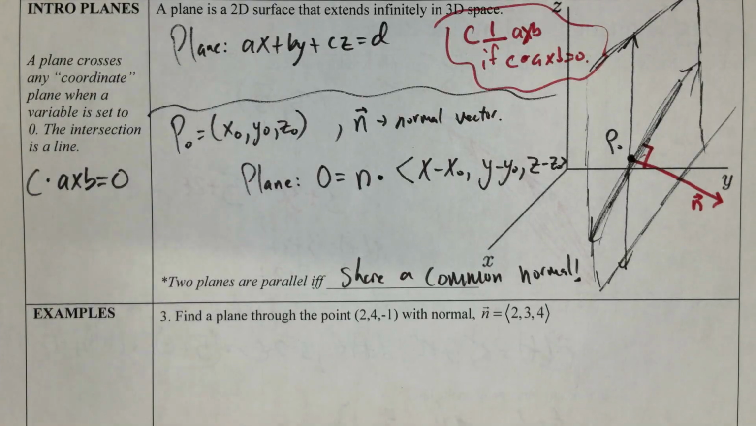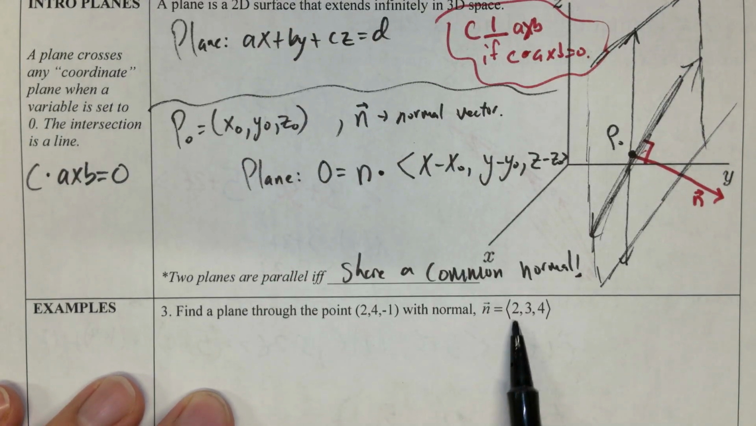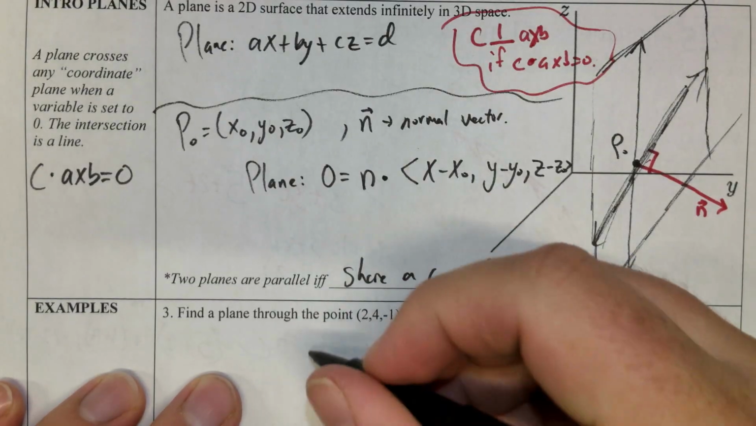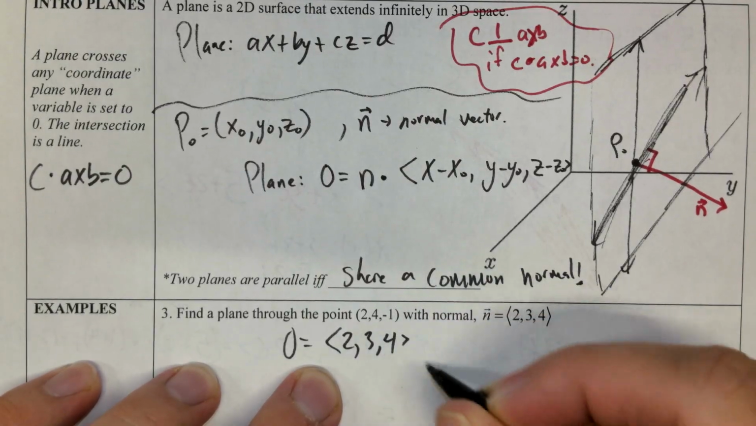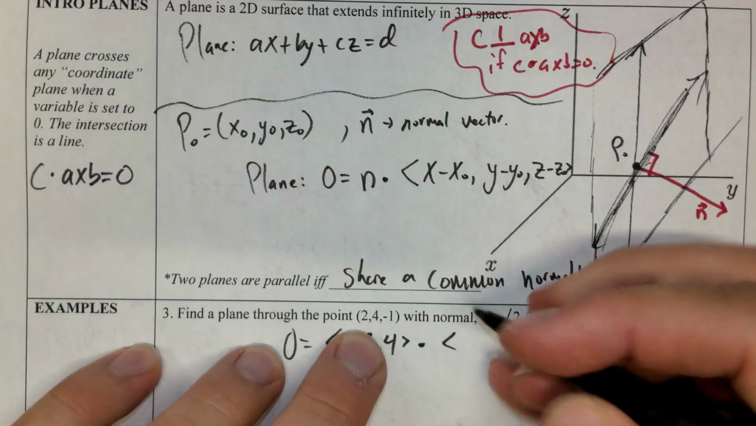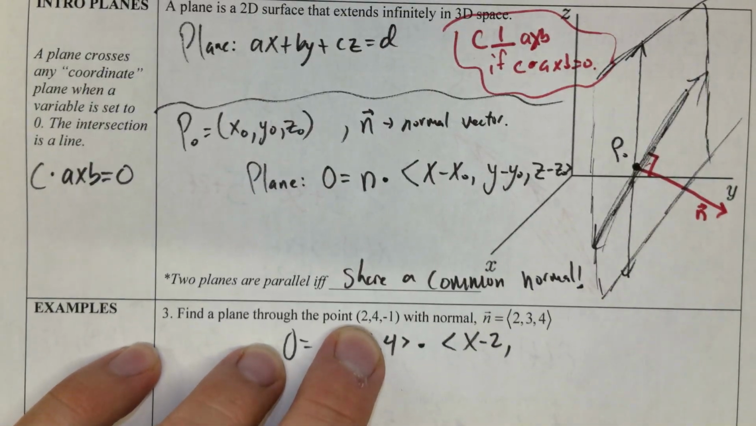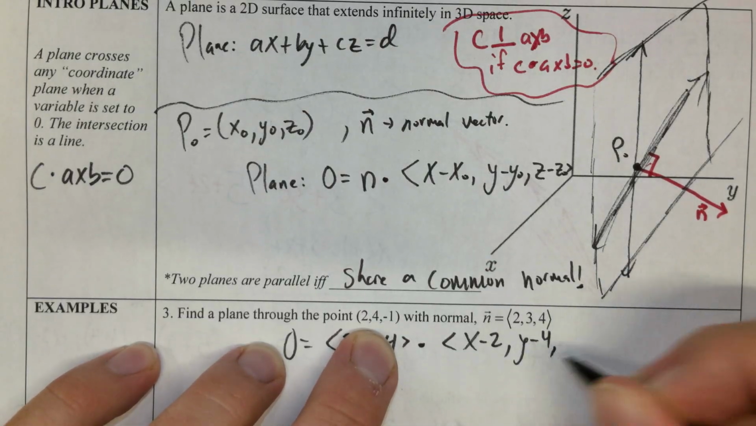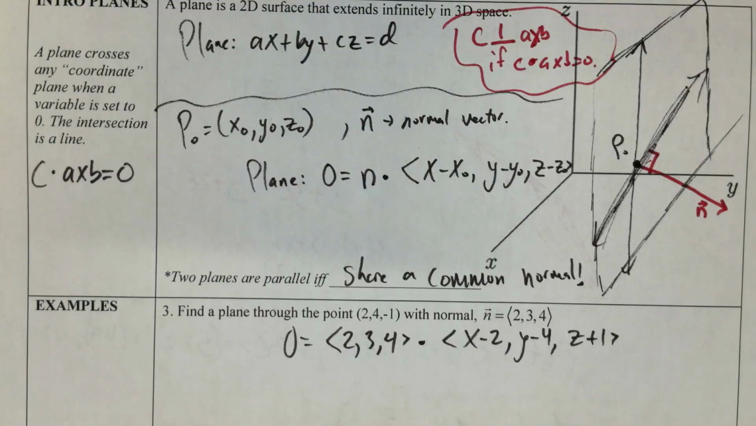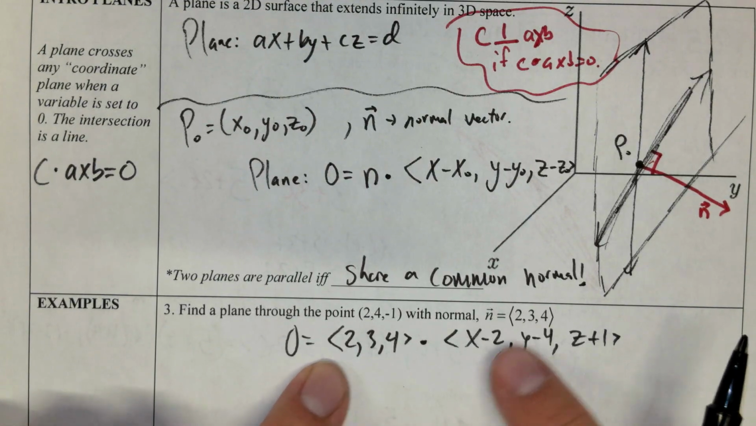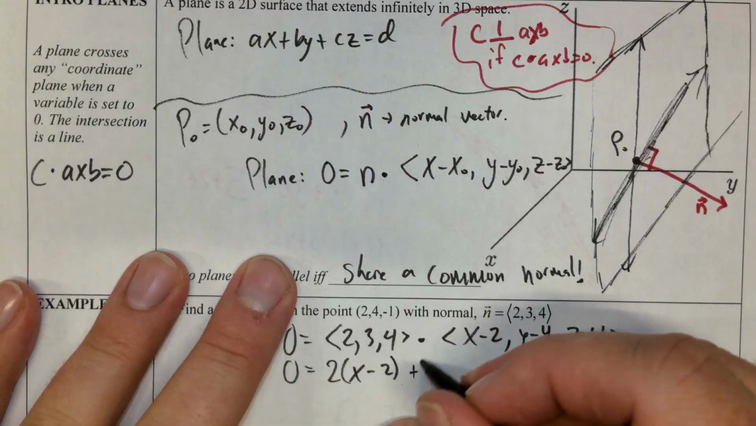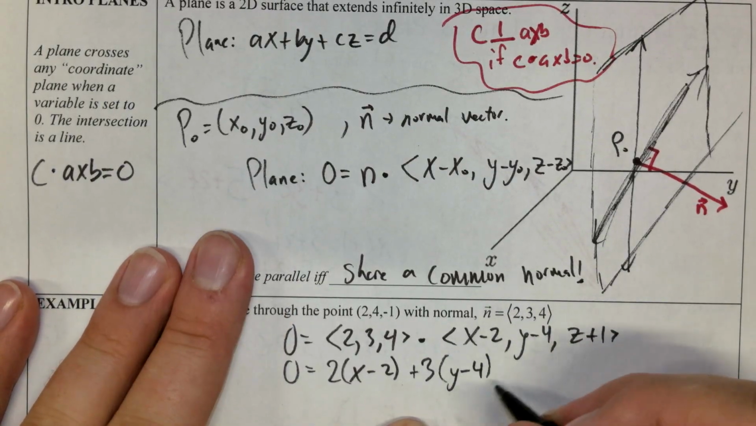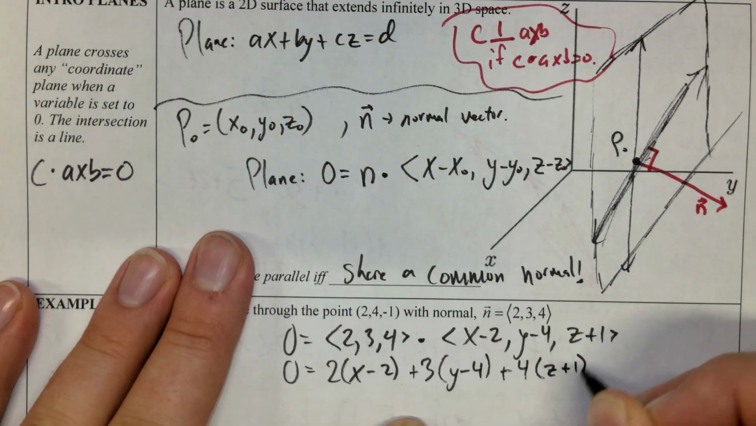And now we have a bunch of examples, and again, I cannot cover every example type, but I'm going to do my best to do so. Find a plane through this point with this normal. This is a very basic, generic plane equation, right? I'm going to take this normal, 2, 3, 4, and I'm going to dot it with x minus 2, my generic x minus 2, just shift it in space. Y minus 4, just shift it in space. Z plus 1, just shift it in space. And when I dot these together, 2 times x minus 2 plus 3 times y minus 4 plus 4 times z plus 1.